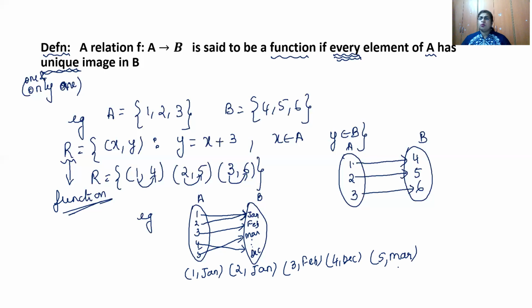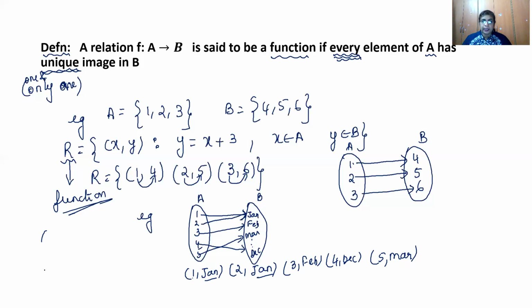Now, what is the definition telling us? Every element of the first set, that is 1 to 5, should have a unique image. Yes, they are having unique images, only one image each. Understood? That is, the image of 1 is January, and the image of 2 is also January.